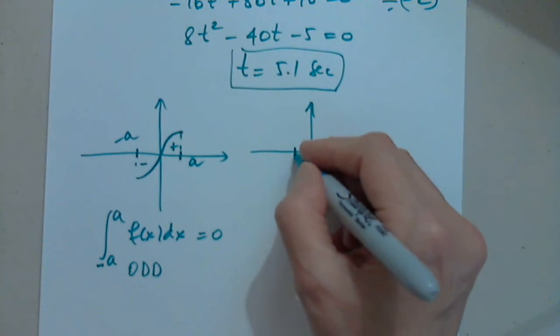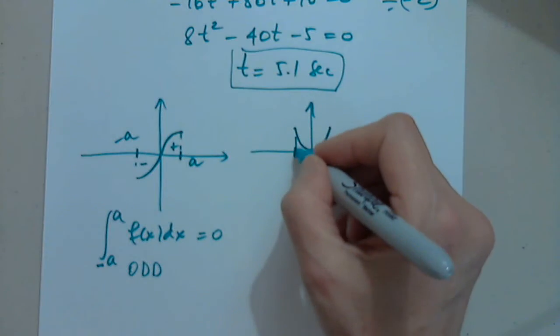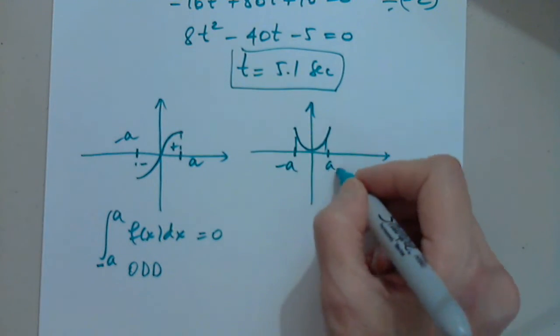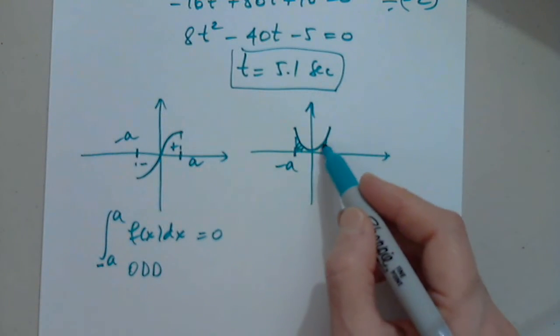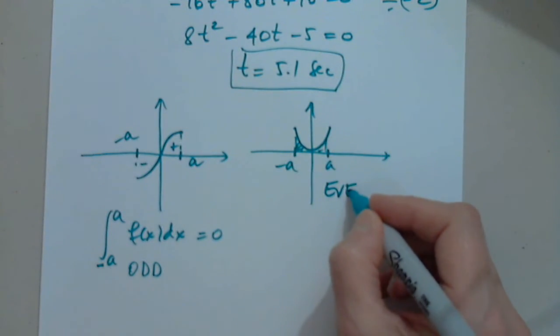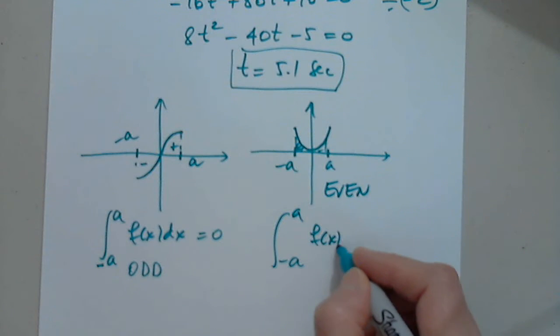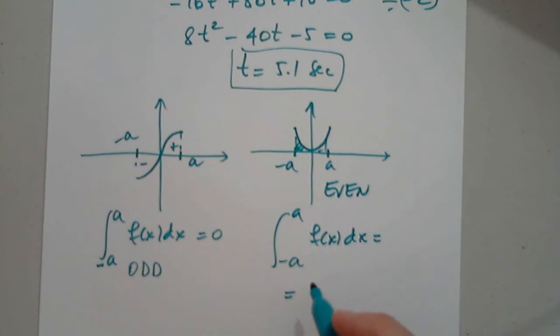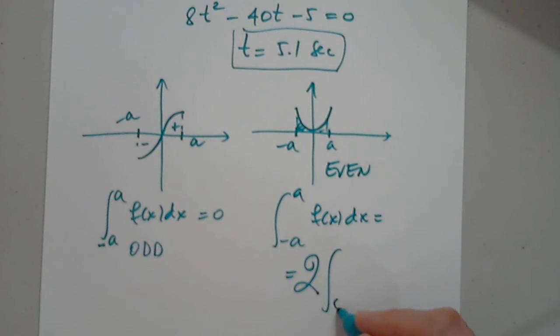If I have the same situation but for an even function and a symmetric interval, this is very important. Both conditions, symmetric interval and odd function, the answer is 0. Symmetric interval but even function: the integral from negative a to a of f of x dx is twice, and this is very helpful, the integral from 0 to a of f of x dx.